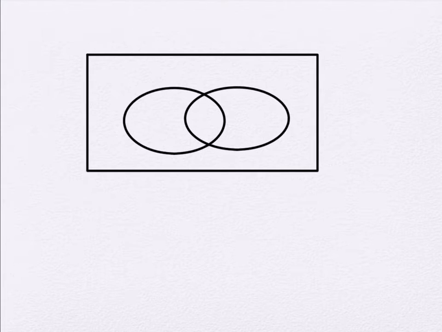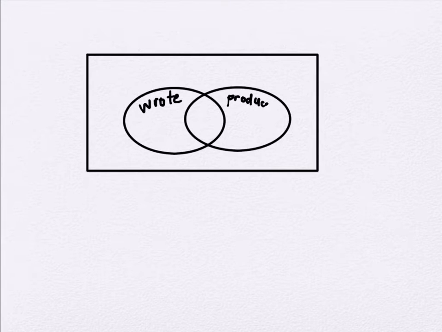What are those categories? Yeah, and we can label them that way. There's nothing wrong with putting language inside of our Venn diagram. These are ones he wrote, and these are ones he produced. And this is our universal set U.